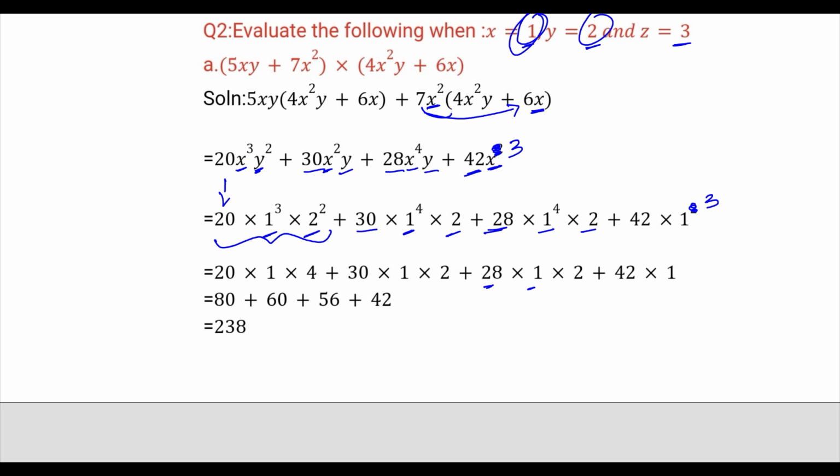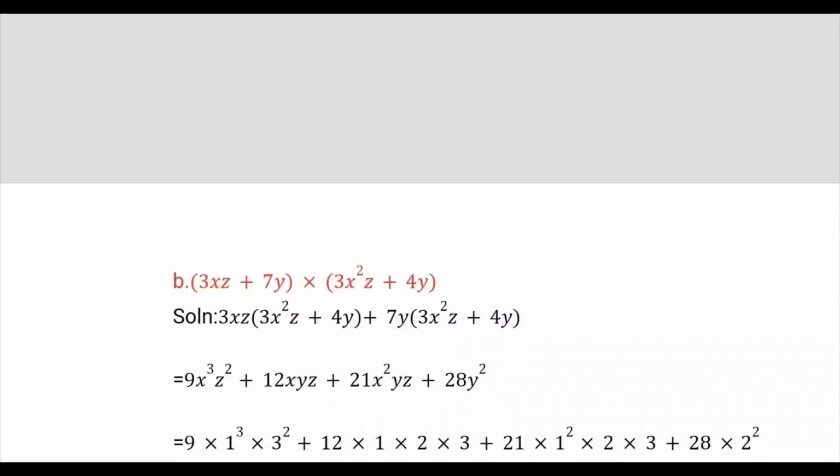Now if you multiply, 2 1s are 20, so 20 into 4 will get 80. 3 1s are 30, 30 into 2 is 60. Then 28 ones are 28, again 28 into 2, 56. Then 42 ones are 42. So we just have to add all this together, and our answer is going to be 238. Let's do one more, right?